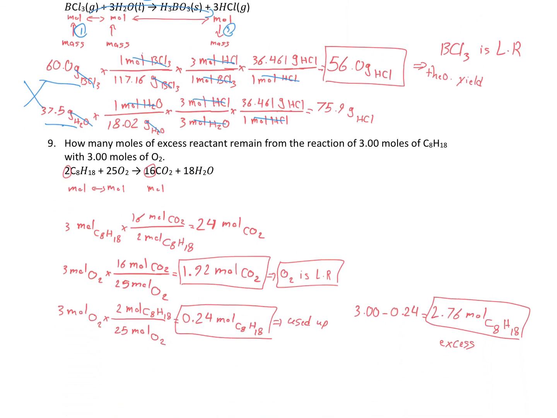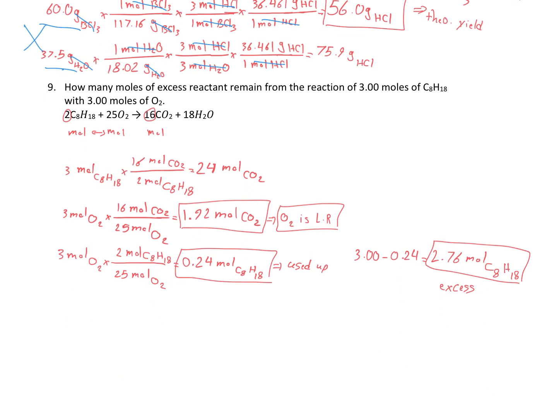Next question, question number 9. How many moles of excess reactant remain from the reaction of 3 moles of C8H18 and 3 moles of O2? Again, you have two amounts, moles or grams, both of them would be the same thing. We have two amounts for the reactants, so that's a limiting reagent problem. Even if we don't know that, the question is asking about the excess reactant, so there should be a limiting reagent to find the excess reagent, right?